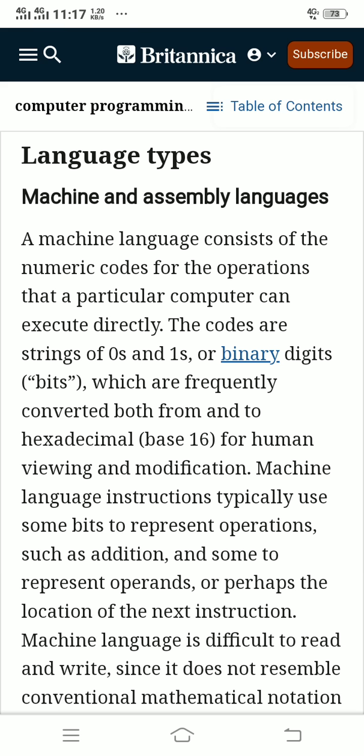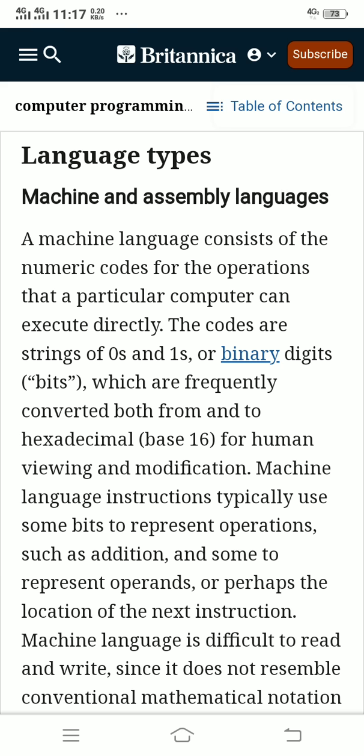As we know, there is a great difference between machine language and assembly language. A machine language consists of the numeric codes for the operations that a particular computer can execute directly. The code is strings of 0s and 1s, that means binary digits, or bits. So, for example, 0 1 0 0 1 1 1 0 1, that's all.